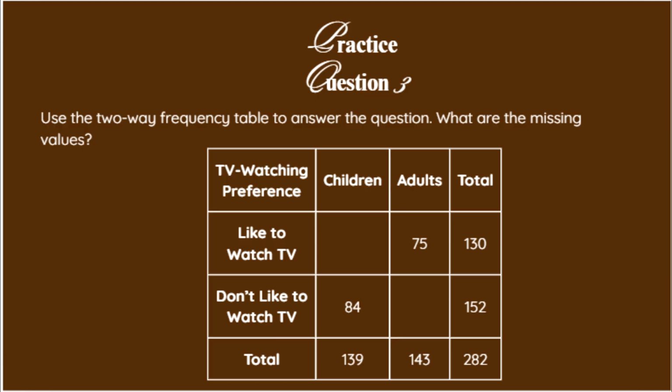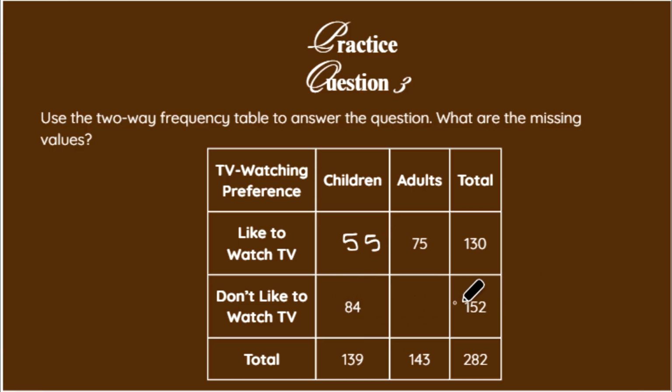Here's practice question number 3. Use the two-way frequency table to answer the question. What are the missing values? Pause it, figure it out, come back. So for this top one, we're going to do 130 minus 75, which gives us 55. So there's our first value. You can check that by adding 55 and 84, which will give us 139.